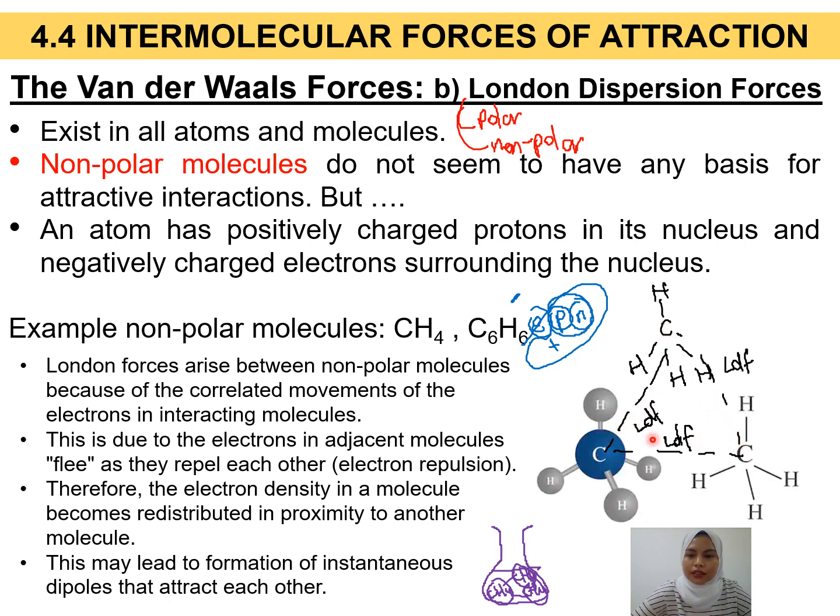To summarize how molecules interact and attract one another, it is because of the correlated movements of the electrons in interacting molecules. Okay, when molecules interact with one another and attract one another, it is because of the movements of the electrons. How the electron movements cause attractive interaction with one another is like this. If you look at every atom, every molecule has the positive charge of the protons and the negatively charged electrons.